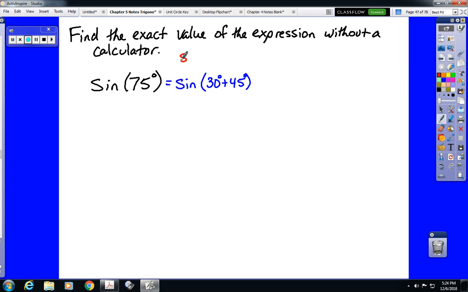So what we're going to do is follow our pattern for the sine of a plus b. Now it doesn't have to be 30 and 45. There are other values you could use that subtract to 75, for instance. As long as the two values you use add or subtract to 75, we have a pattern for that. So for the sine of a plus b, we're going to follow our pattern, which was sine a cosine b plus cosine of a sine of b.